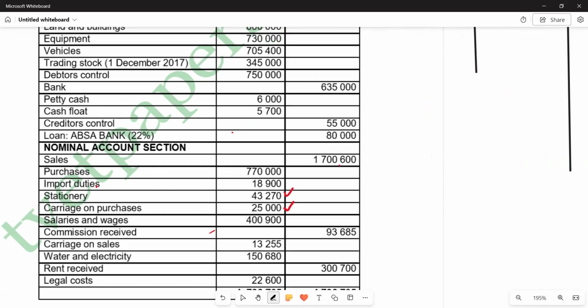If you go below that, after carriage on sales, we've got water and electricity, which is 150,680. And also we've got legal costs. Our legal cost is 22,600. So we just pick those ones.